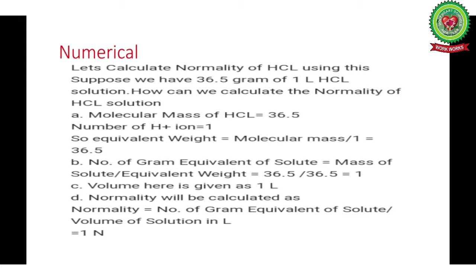Now we are going to calculate the gram equivalent of solute, that is equal to mass of solute divided by equivalent weight. So it is coming 1 here, and the volume is also given to us in the numerical, that is 1 liter. For calculating normality we use the formula number of gram equivalents of solute divided by volume of solution. By putting in the values we get the answer 1 normal.